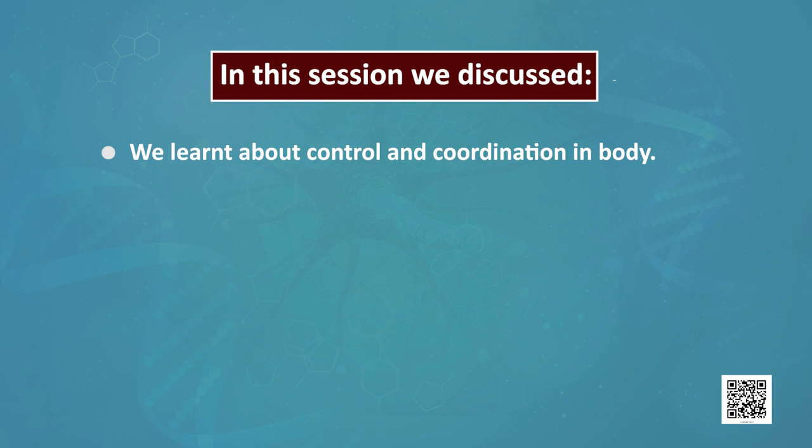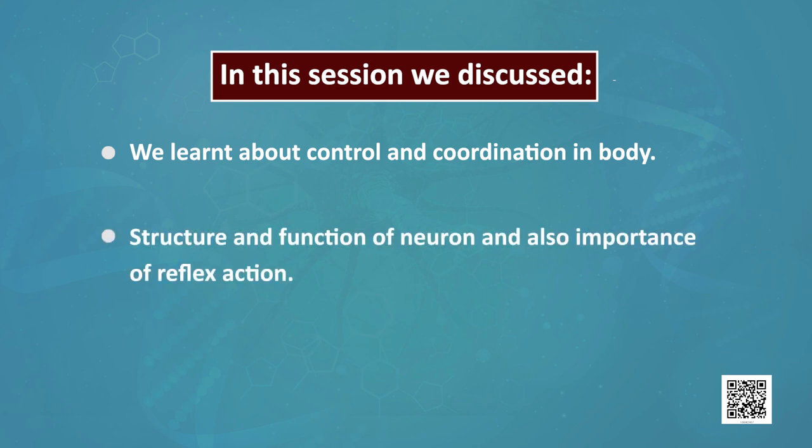Voluntary actions like posture of the body, when you are sitting straight, are also controlled by the hindbrain. So, at last, we learnt about control and coordination in the body, the structure and function of the neuron, and the importance of reflex action. We also discussed the parts of the human brain.